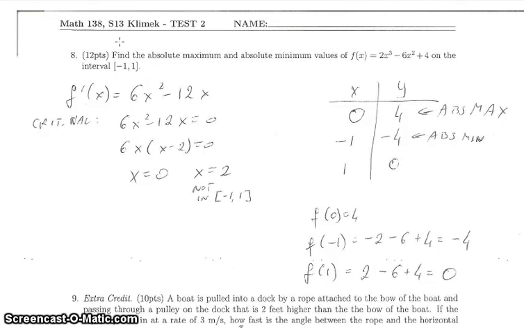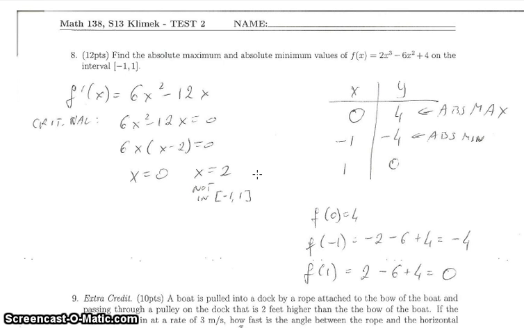Math 138, Spring 2013, Test 2. Problem 8. Find the absolute maximum and absolute minimum values of the function f of x equals 2x cubed minus 6x squared plus 4 on the interval from -1 to 1.